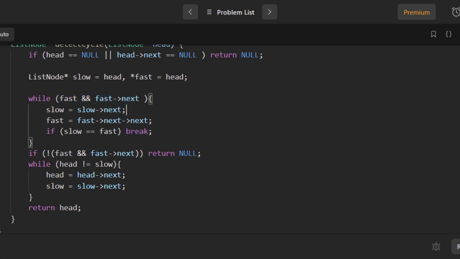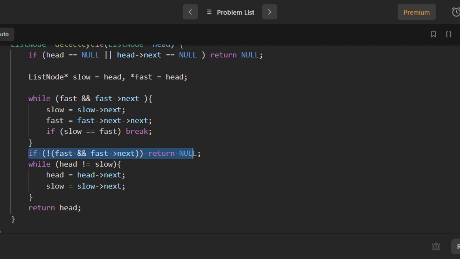And this condition is for what? This condition will come true if and only if there is no cycle inside our linked list. If the linked list ends, either fast will become null or fast next will become null. So in that case, if the linked list has no cycle, this condition will become true and we will break out and return null here. And by checking the same condition, we will return null here.